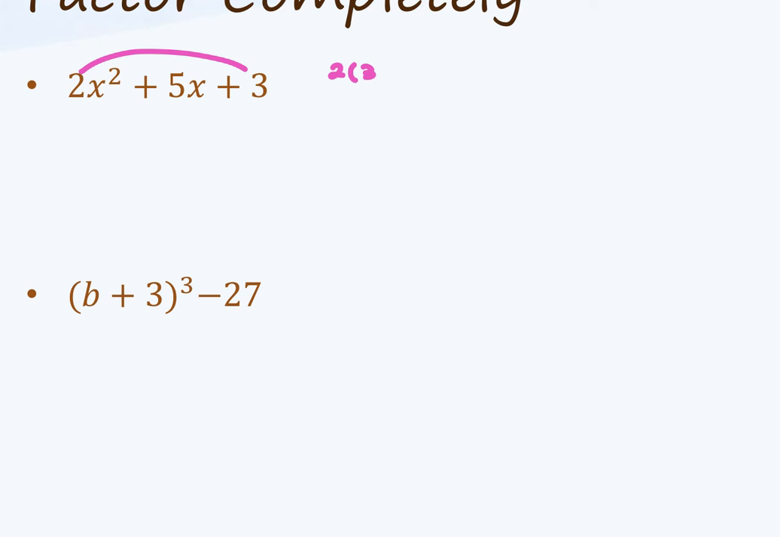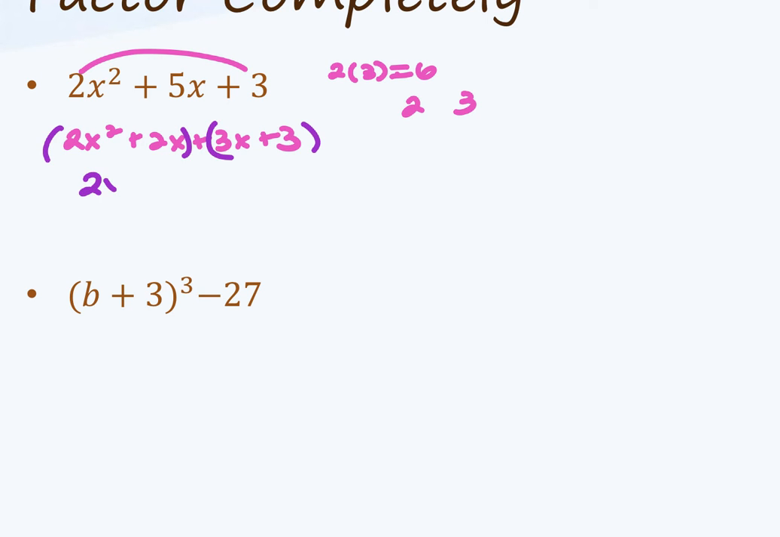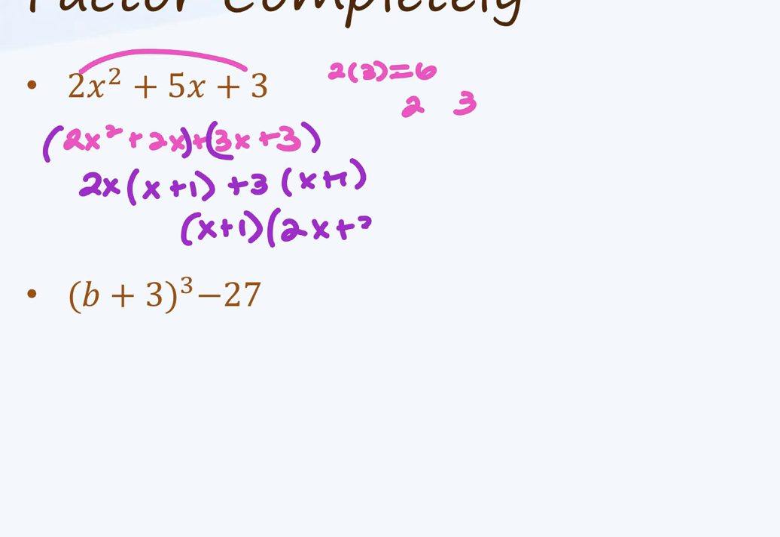So 2 times 3 equals 6. Factors of 6 that sum to 5 are 2 and 3. I'd get 2x squared plus 2x plus 3x plus 3. And then I'm going to factor by grouping. Take out a 2x here, I get x plus 1. Take out a positive 3 here, I get x plus 1. And then x plus 1 is what repeats. And 2x plus 3 gets grouped together.